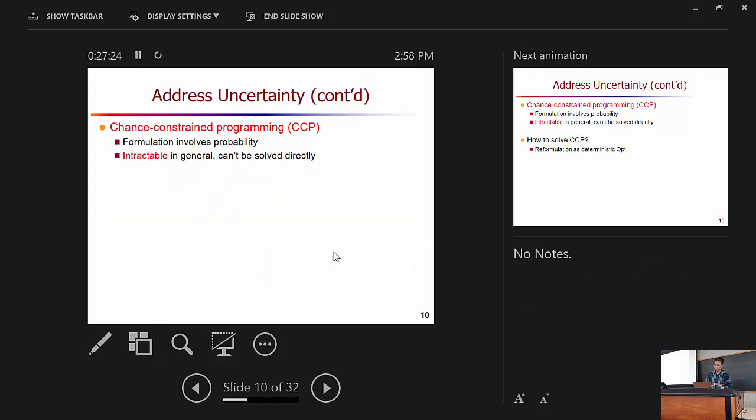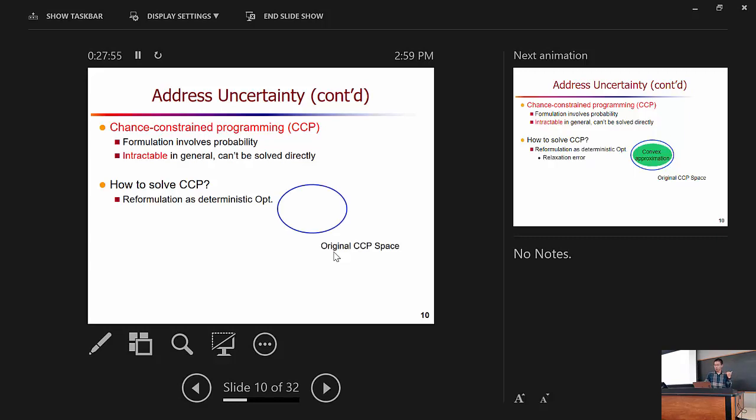So let's see how this chance constrained programming works. The advantage is that no distribution is needed, it's flexible, and it allows violations. The downside is, of course, the probability constraint, and you can't solve that directly. Because you don't have distributions, you can't get rid of probabilities as easily as in stochastic programming. So how do we solve that? We have a chance constrained program that has a probability but does not have a distribution. Then you do a reformulation to remove that probability.